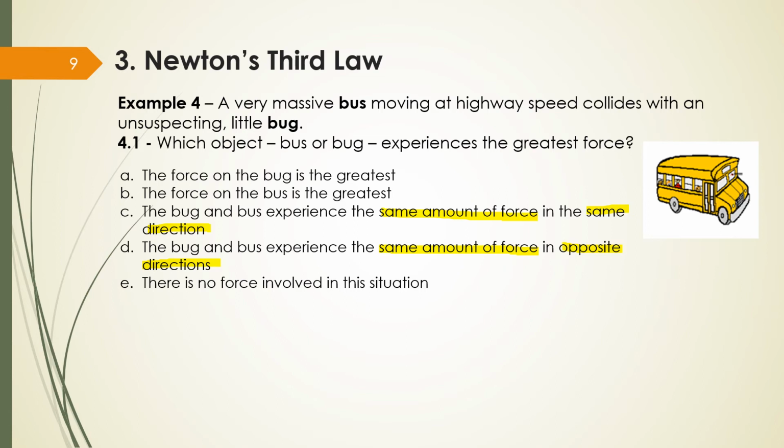Is it the bug that has the biggest force? According to Newton's third law, for every force, I have an equal pair of the same amount of force, but different direction, opposite direction. So what is the correct answer? The bus and the bug experience the same amount of force, but opposite direction. Okay?